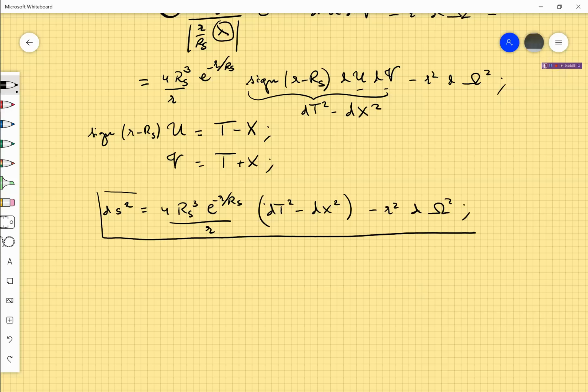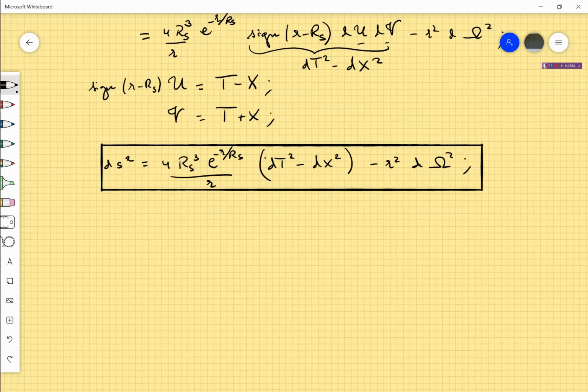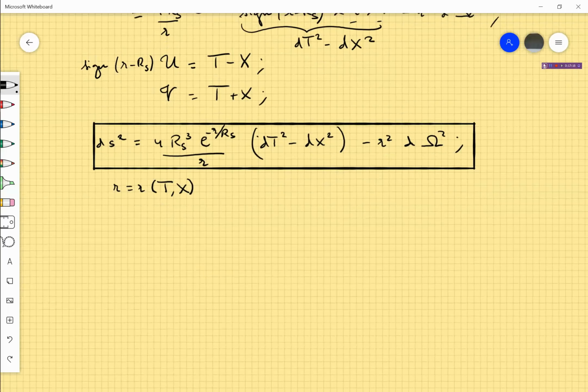And this is the Schwarzschild metric in Kruskal coordinates, or Kruskal-Szekeres coordinates, where r is now a function of this capital T and X. Now, if this metric is regular for all values of T and X, which means all values and all signs of u and v, we probably have extended the Schwarzschild metric to other regions. In order to see this, we have to study this metric.